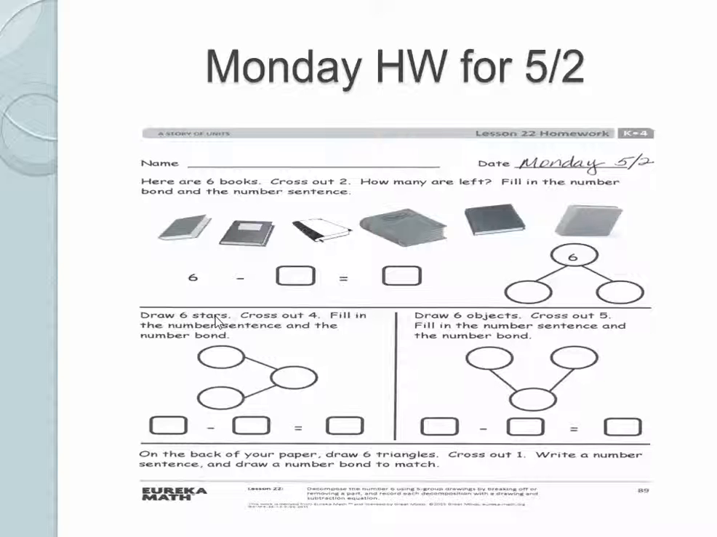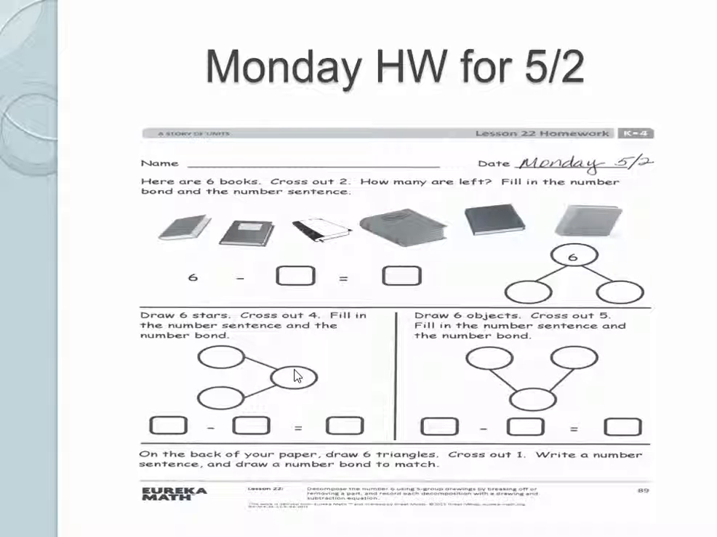Draw 6 stars. So you have to draw 6 stars somewhere where you have room. Then you cross out 4 out of the 6 stars. Then fill in the number sentence, which is down here, and the number bond. So you are going to write 6 as the first number in the subtraction number sentence, and the number that you cross out next. So do the same to the number bond.